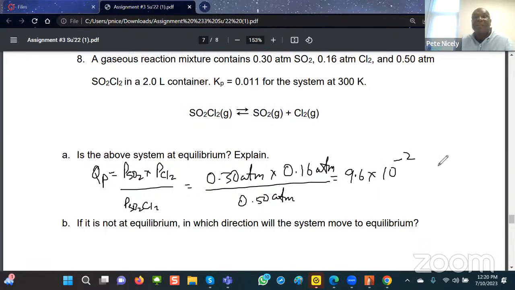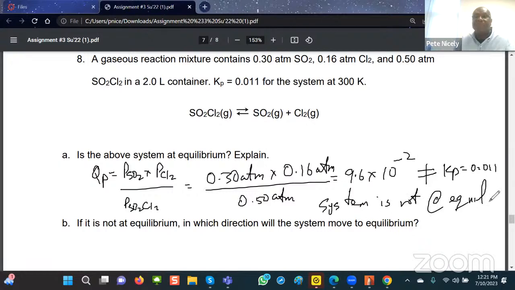Now, because this is not equal to the Kp value, which is equal to 0.011, what this tells me is that the system is not at equilibrium. All right. So once we calculate Qp, we see if it's equal to Kp. If it's not, then we know that the system is not at equilibrium. All right. Okay. Any questions about that?